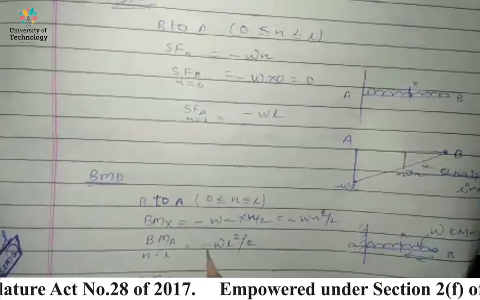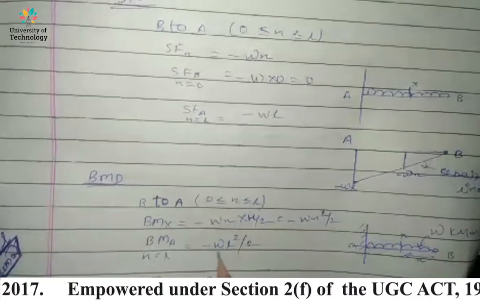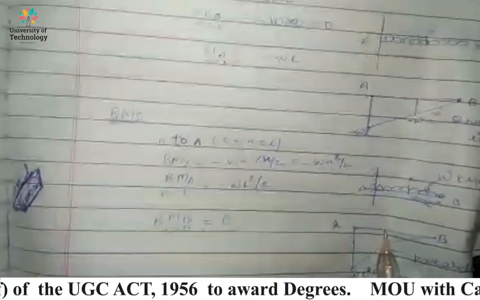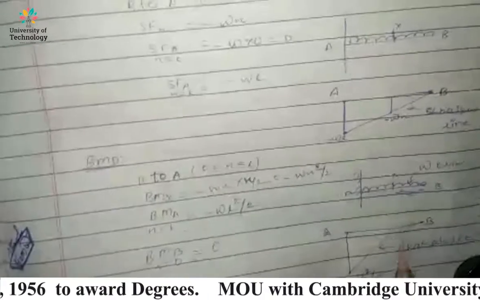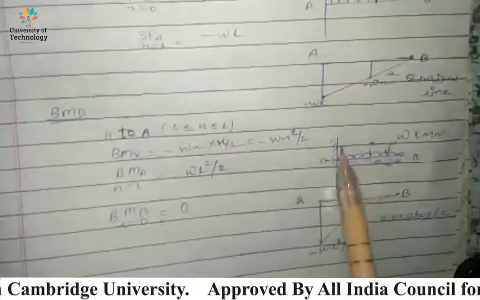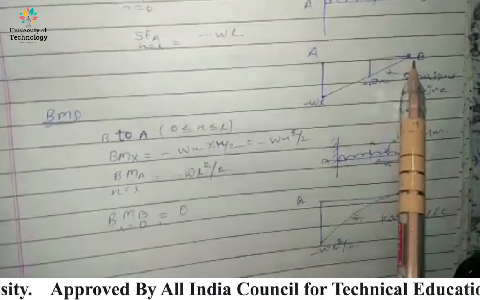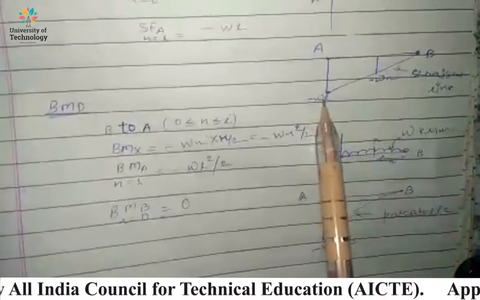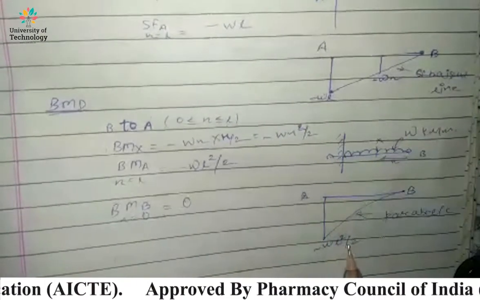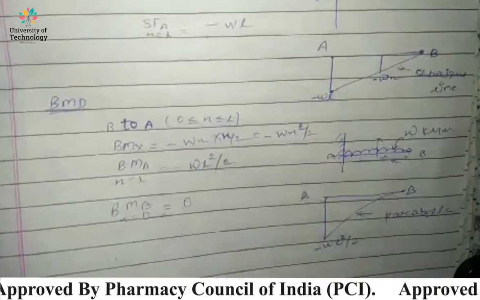So for x equal to L, the bending moment is minus WL square upon 2, right? And for point B, the bending moment is 0. So we can draw the diagram this way. At point B the bending moment is 0, and at point A it is minus WL square upon 2, right? Thank you.